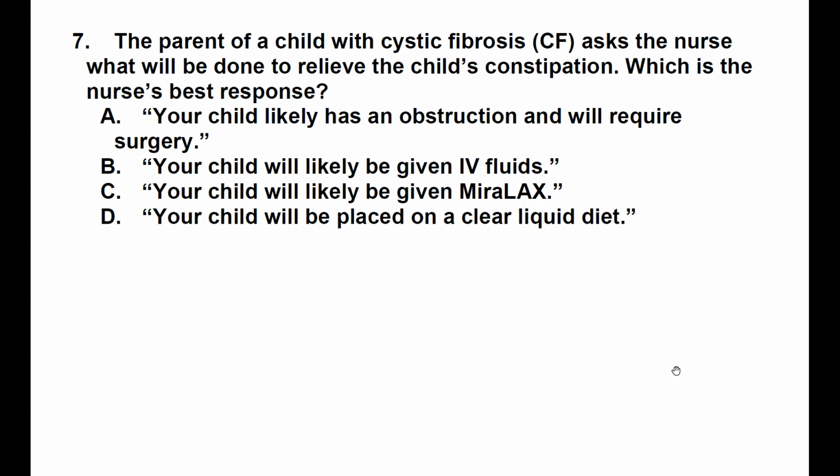Six is delta. Seven, the parent of a child with cystic fibrosis asks the nurse what will be done to relieve the child's constipation. Which is the nurse's best response? A, your child likely has an obstruction and will require surgery. B, your child will likely be given IV fluids. Letter C, your child will likely be given Miralax. Letter D, your child will be placed on a clear liquid diet.